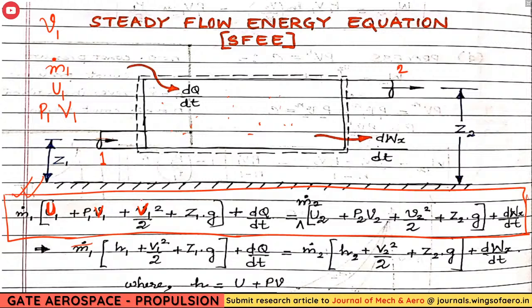Then plus we have V1 square by 2. Again we are using the velocity. Plus Z1. What is Z1? Z1 is the datum line, that is, at what height it is located. Here we have the datum line, the bottom line, which you can see with the hatches. From this ground to where the flow is entering, that distance is the datum height, represented as Z1. It is also known as the potential head.